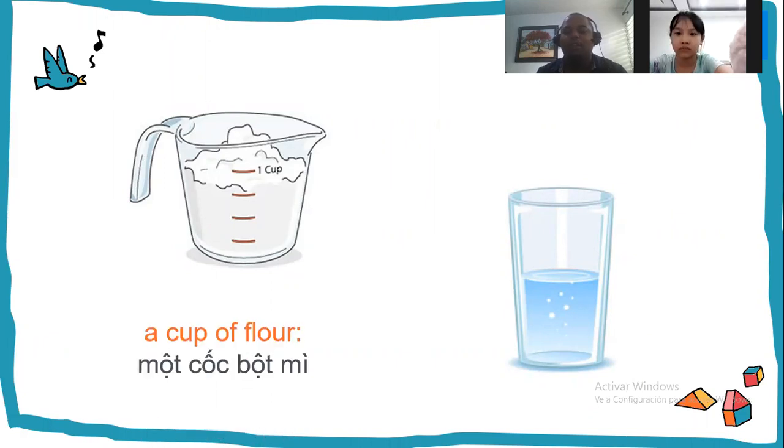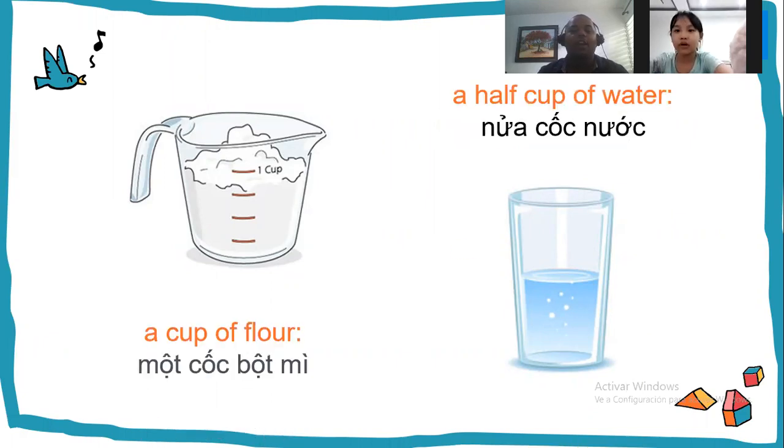I want you to help me read this. What is the first thing? A cup of flour and a half cup of water. Let me ask you something. Is this a cup of flour, a beautiful flower, or flour? Flour. That's right. A cup of flour, which is something different. Flower is another thing.